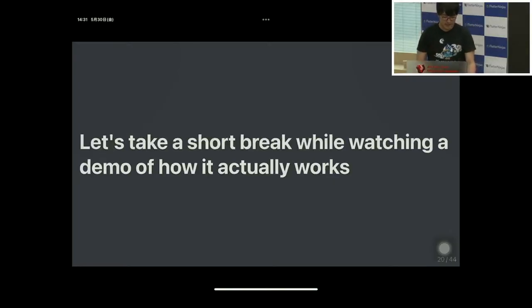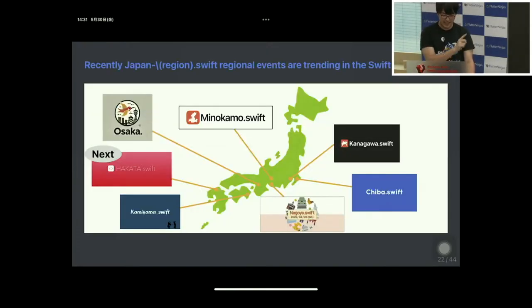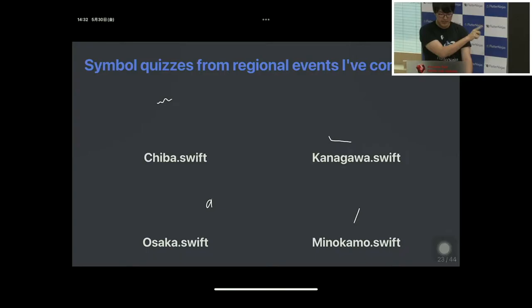So let's take a short break while watching a demo of how it actually works. I created a Japan symbol quiz game to demonstrate that. Recently, the Swift regional events in Japan are trending in the Swift community, and I talked about this path animation of SwiftUI in several events, including the Try Swift Tokyo conference last month. And these are quizzes I did in the past events.